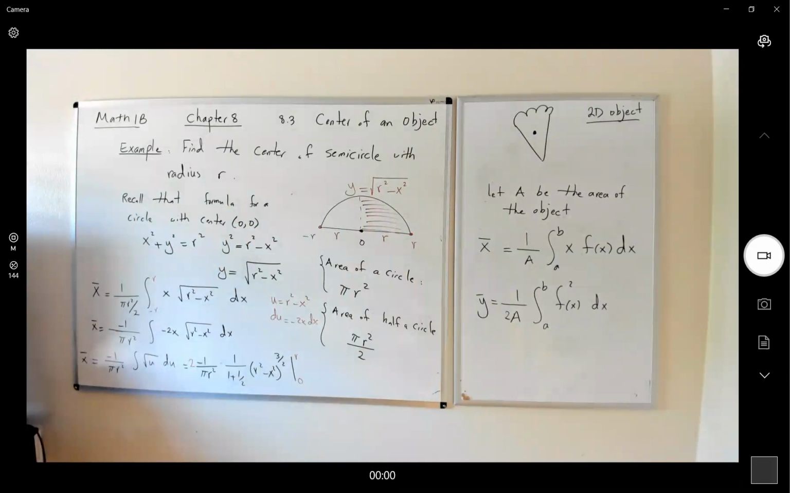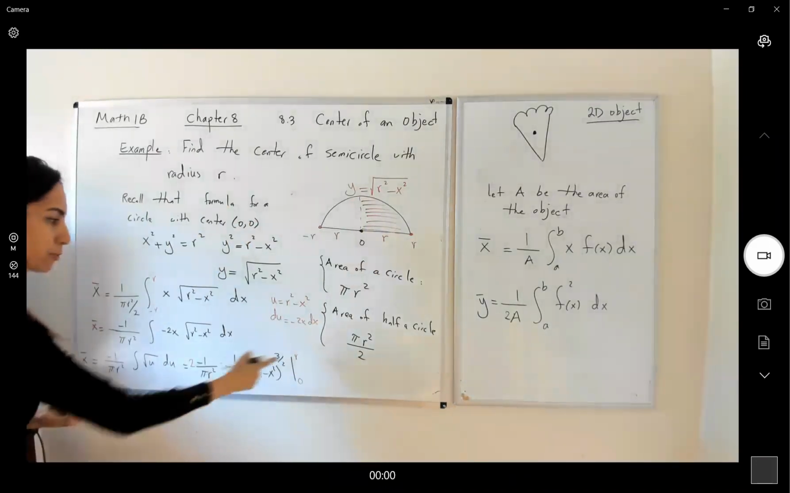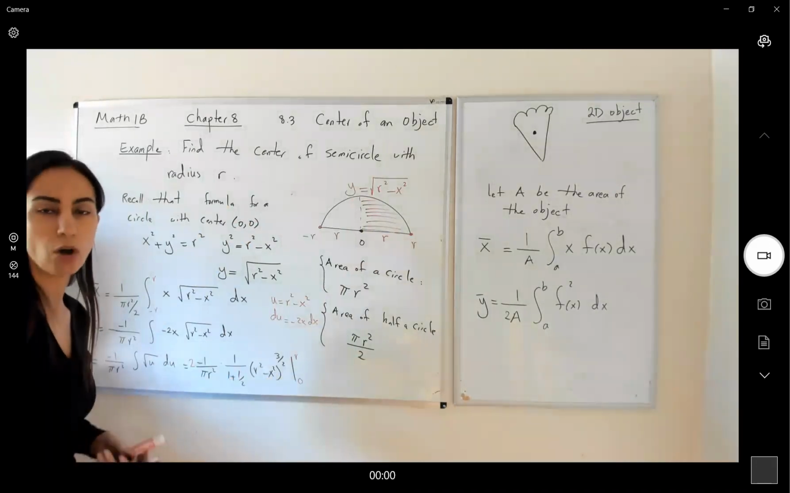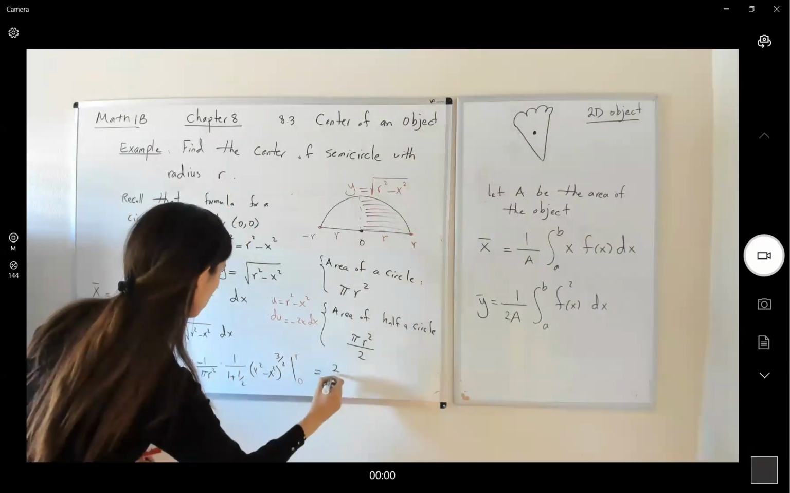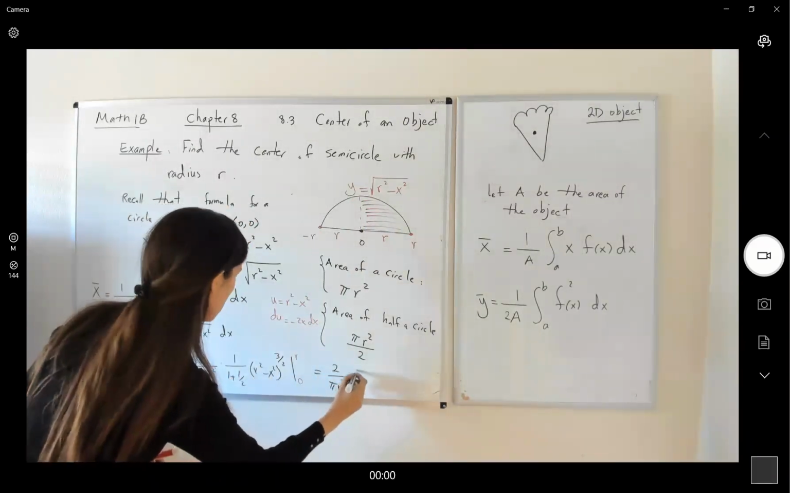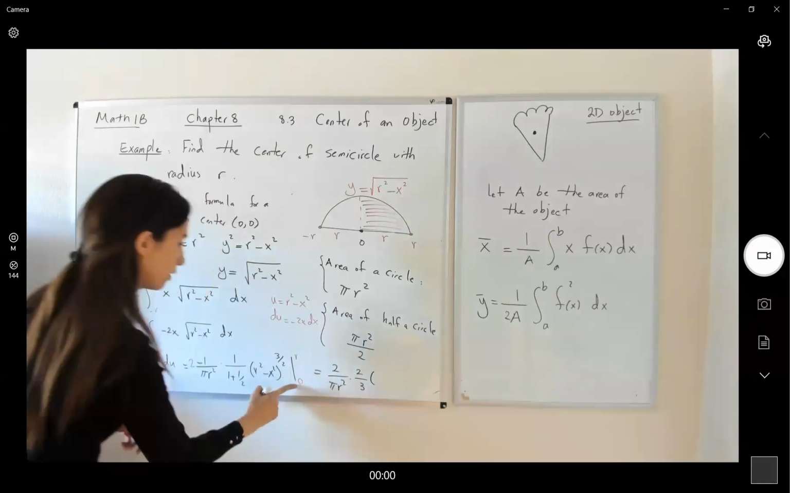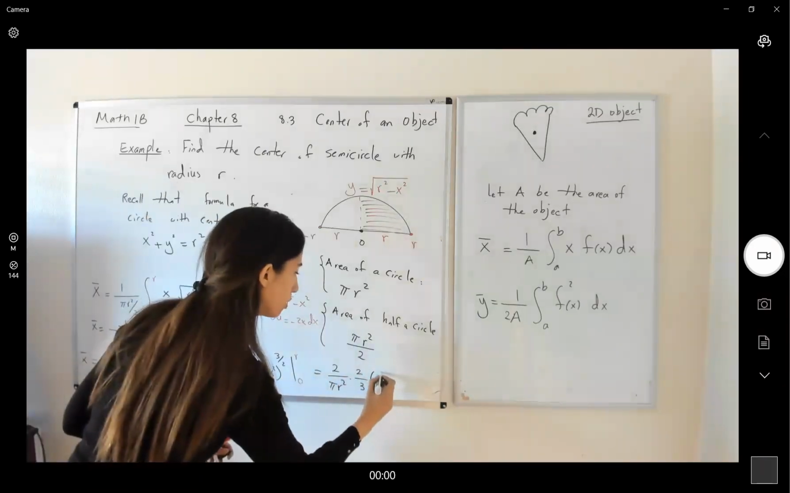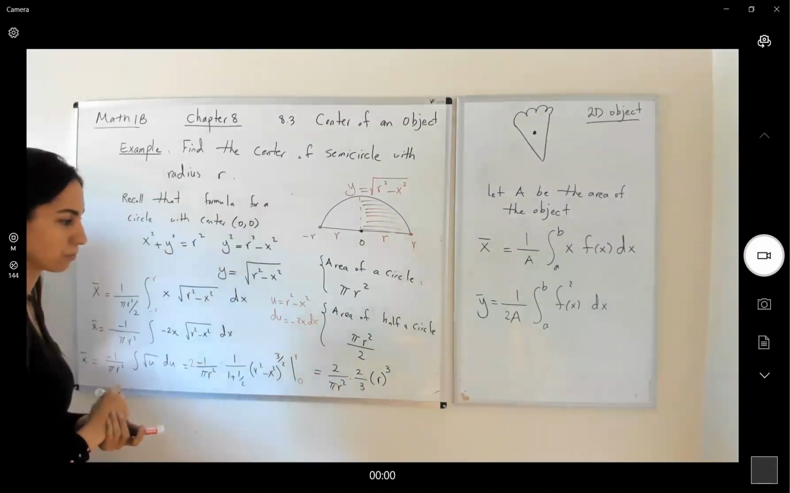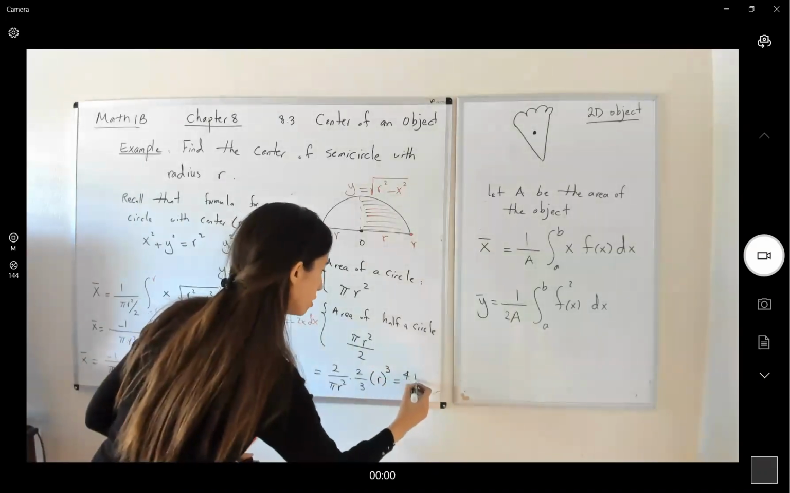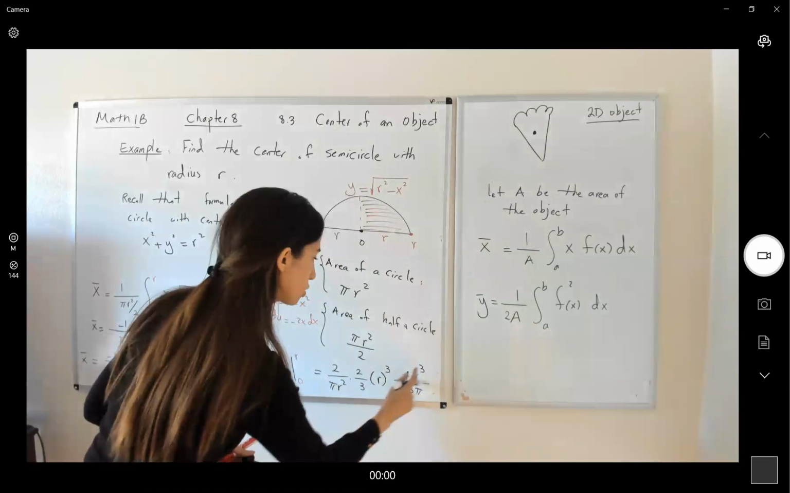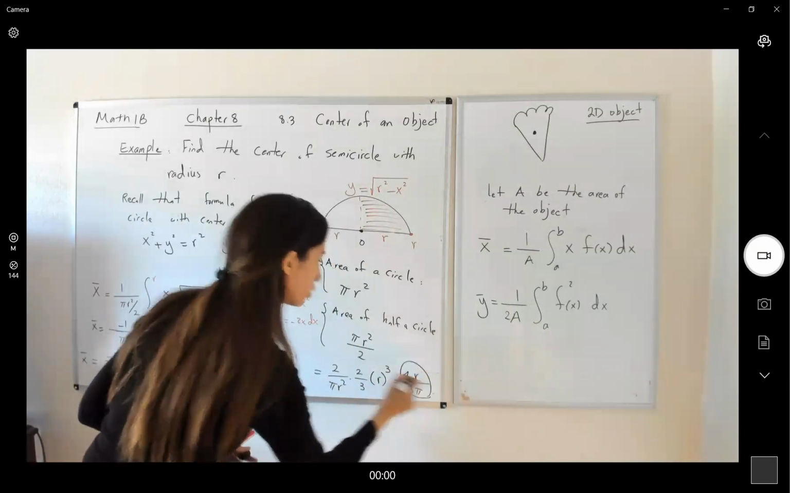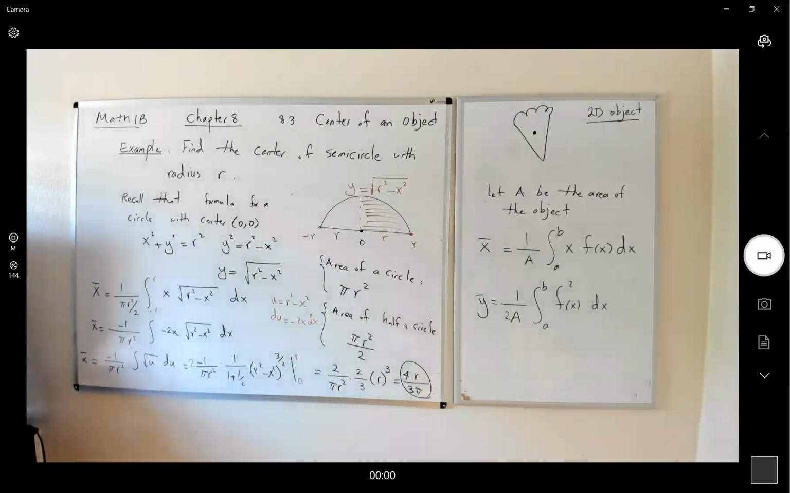There you go. Okay, look, if we plug in r, you get r squared minus r squared, which is 0. So the only thing left is the x equals 0 term. You have 2 over pi r squared times 2 over 3, and if x is equal to 0, you get r to the third. So you have 4 r cubed divided by 3 pi r squared. If you simplify this, you get 4 r over 3 pi. This is your x bar.